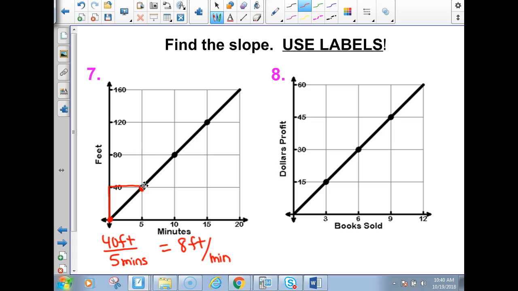Now, does it keep doing that? Yeah, it's going up 40, right, 5 more minutes, up 40, right, 5 more minutes. That's why it's called a constant rate of change, and it forms a line, linear. It has to be consistently the same, else it's not going to be linear. You'll find out in Algebra 2 that there are other changing rates of change when you do parabolas.